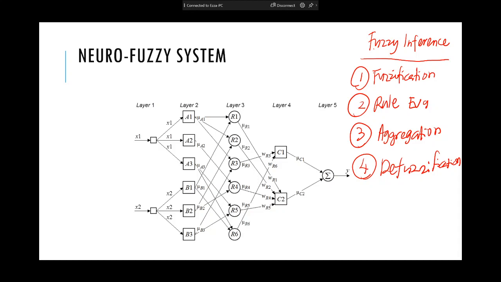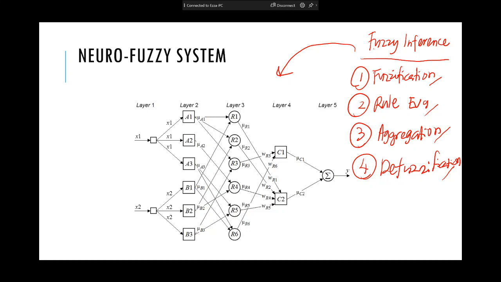Alright, so before we start with Neuro-Fuzzy system, we know that in fuzzy inference there are a few processes involved, right? We have four processes. One would be the fuzzification process. Second one is the rule evaluation. The third one is aggregation, and last is the defuzzification process. So all of this fuzzy inference process will be incorporated into our Neuro-Fuzzy architecture.